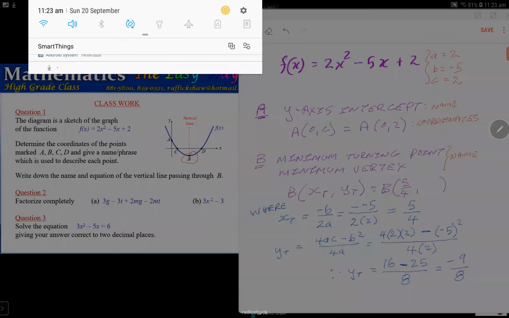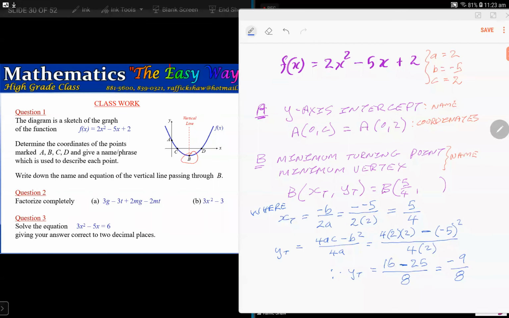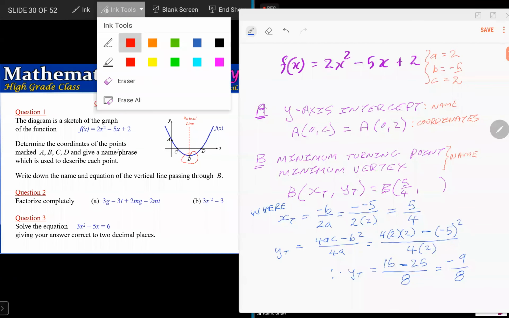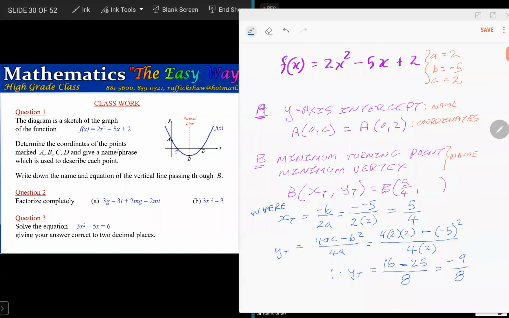All right, so we get that value. All right, so we now know that this yt value, which is y about the turning point, is negative 9 over 8. And if we write in red, these are our coordinates, right? So it's fit. These are our coordinates. All right.